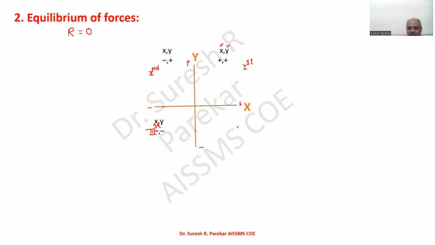And we have the last coordinate, which is the fourth coordinate, which is bounded by x plus, y minus. So x is plus, y is minus.